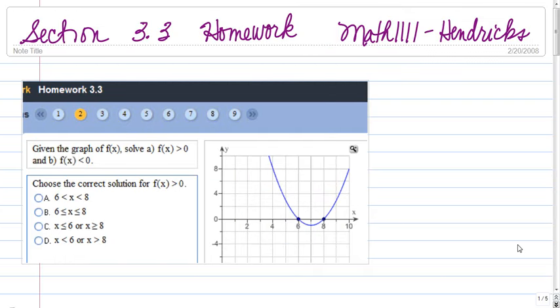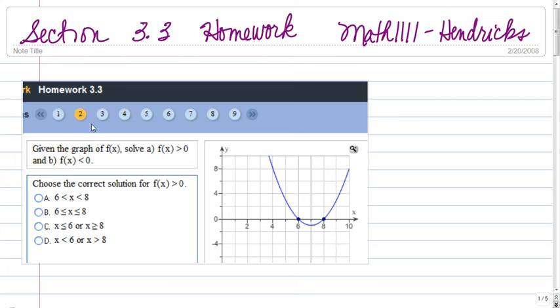Hi, let's look at section 3.3 homework problems just to make sure you have a good handle on what is expected for this section. I've chosen problems to work from section 3.3 in my math lab. If you have any questions about the textbook problems, don't hesitate to contact me with those.